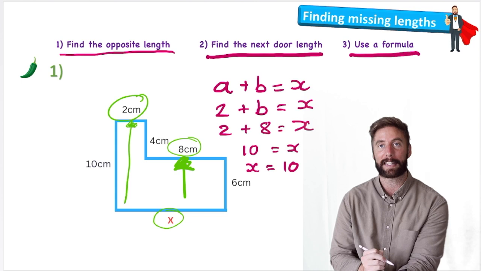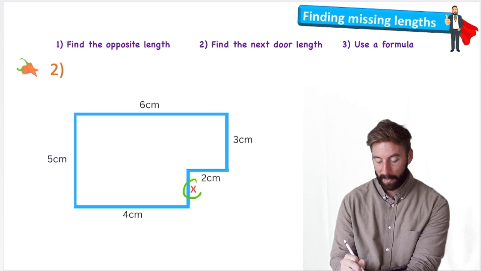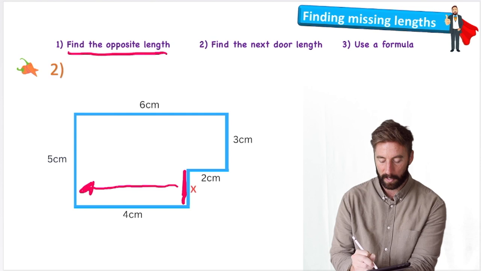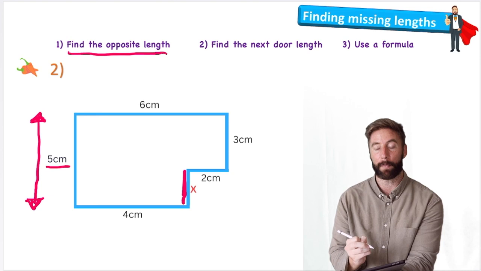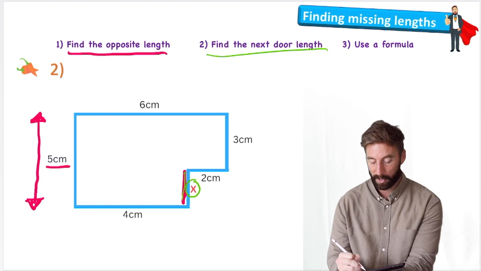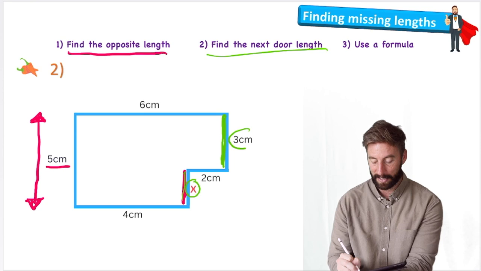Let's look at a more challenging one. Here we have this missing measurement X down here. So again, I'm going to follow my steps. Find the opposite length. So what is opposite this length here? Well, I'm going to look over here and I'm going to see this length of 5. Okay, so I think this 5 centimeters is going to help me, but that's not enough. So I'm going to follow step 2 and I'm going to look next door. Well, next door this time means next to my X. So this is my X line. So next door would be this length here. And this length is 3.